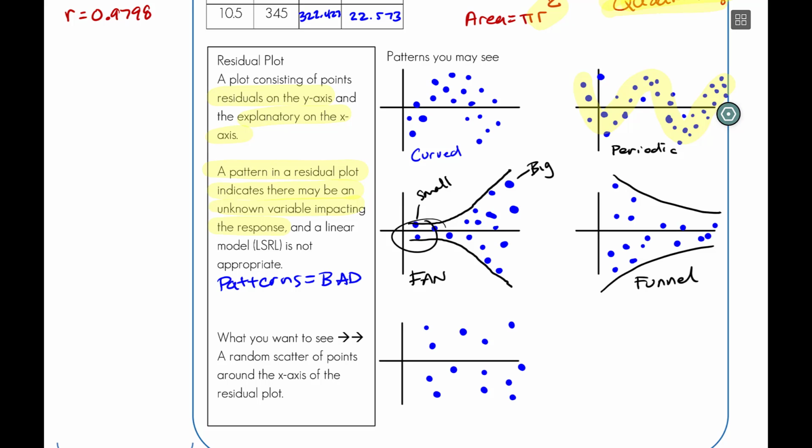So what do we want to see? What we want to see is random scatter. We want to see random scatter around the x-axis of the residual plot, not in the scatter plot itself, not when we're actually making the least squares regression line. We want to look at the residual plot and see just dots littered in no discernible pattern. Now, the important thing for you to note is that when you're looking at that residual plot, patterns should be very obvious.